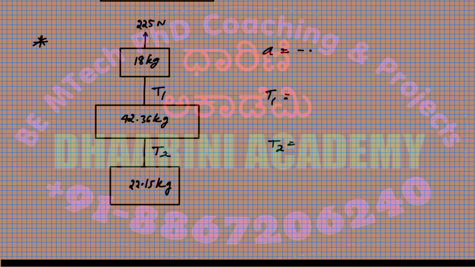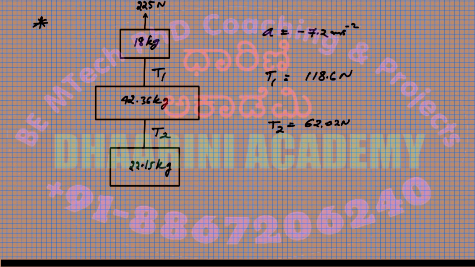Alright, so acceleration is equal to minus meter per second square. Okay, T2, 62.02 meter. Alright, let's move further. Okay, next question.